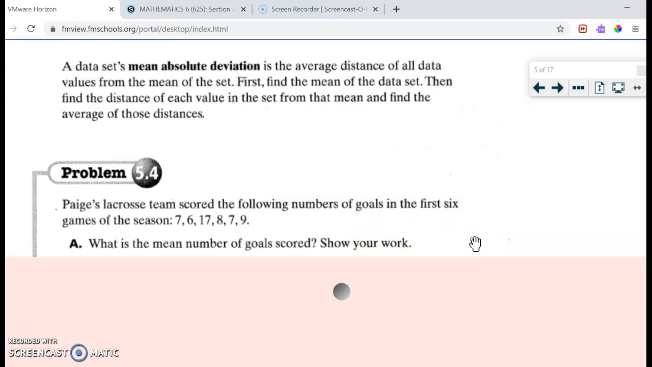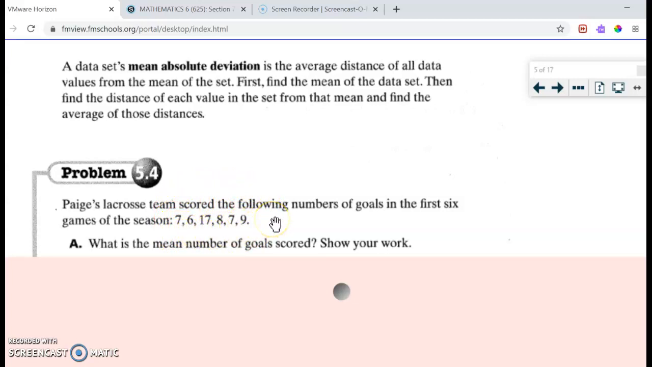To find the mean, we have to add them up. So we have 7 plus 6 is 13. Then plus 17 is 30. Then 30 plus 8 is 38. 38 plus 7 is 45. And then 45 plus 9 is 54. So 54 is the total when we add all of these up.